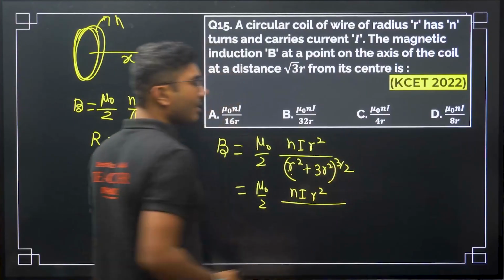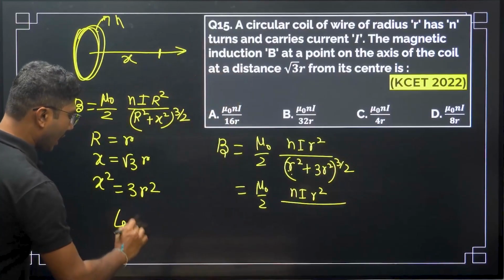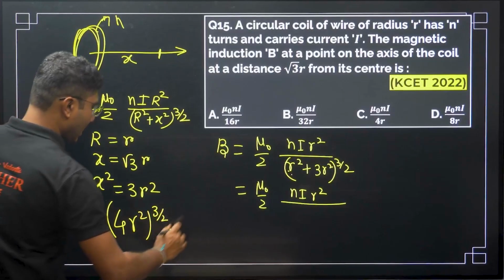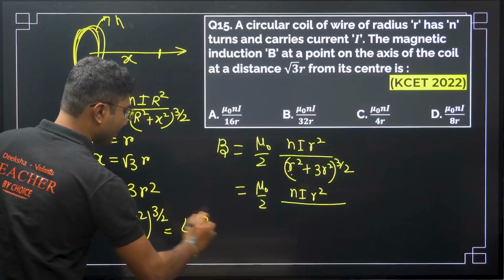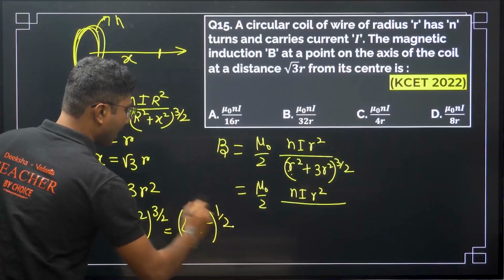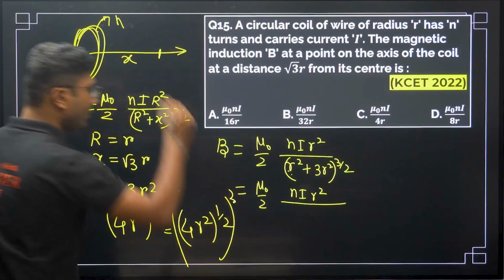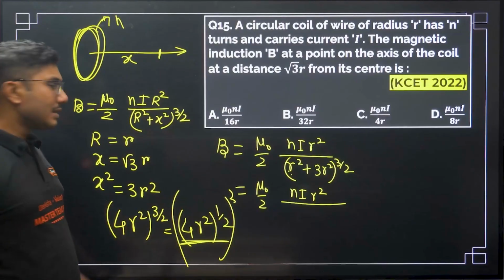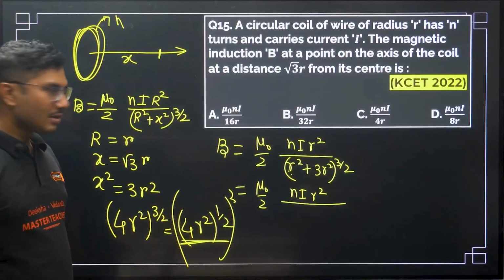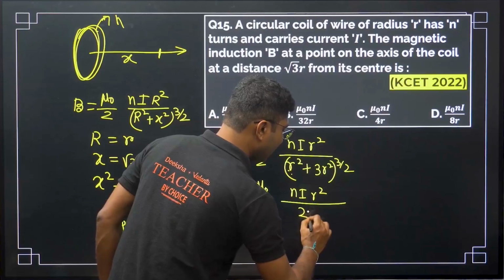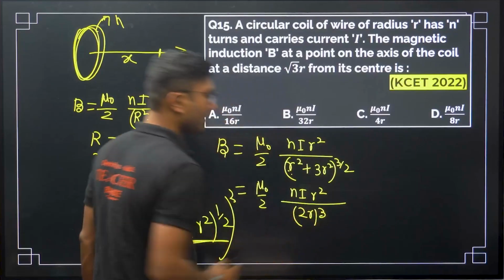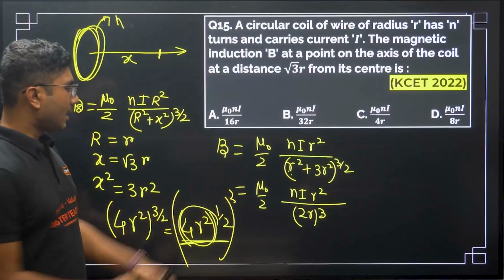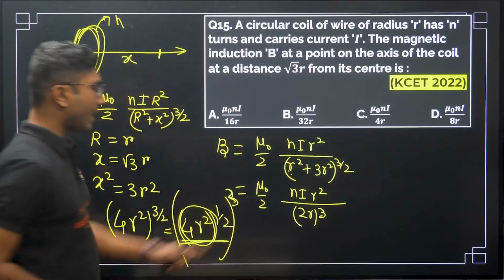4r square to the power half. 4r square to the power 3 by 2. What is this? I can write this as 4r square to the power half, whole to the power cube. Now what is this? Square root, basically, means 2r, right? So 2r whole cube. So this is 2r and there is one cube over here, so we have to add that.